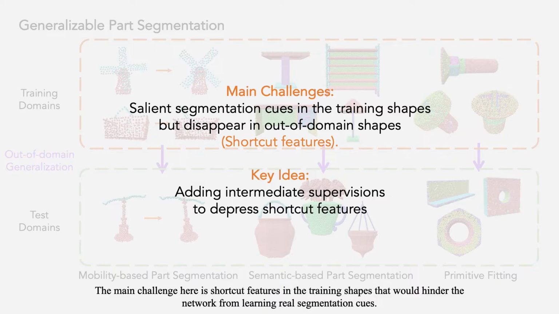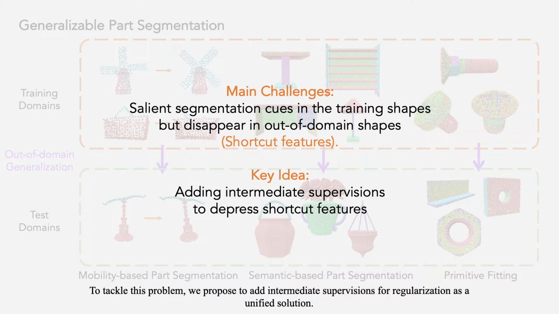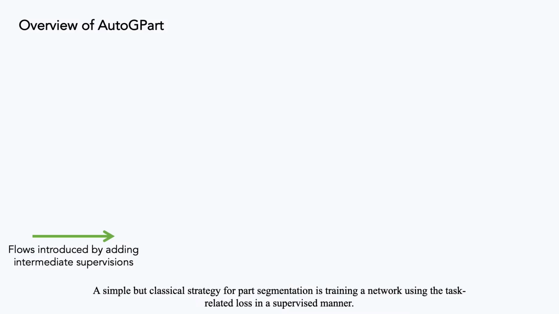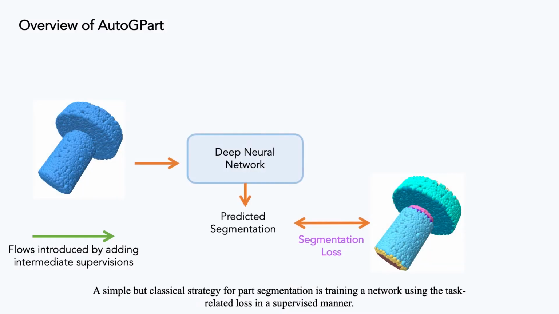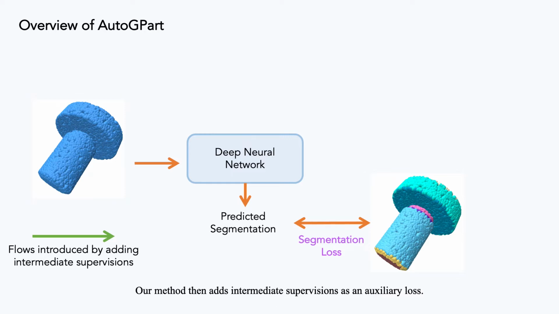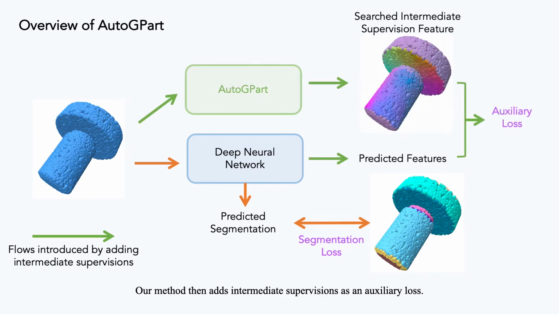The main challenge here is shortcut features in the training shapes that would hinder the network from learning real segmentation cues. To tackle this problem, we propose to add intermediate supervisions for regularization as a unified solution. A simple but classical strategy for part segmentation is training a network using the task-related loss in a supervised manner. Our method then adds intermediate supervisions as an auxiliary loss.